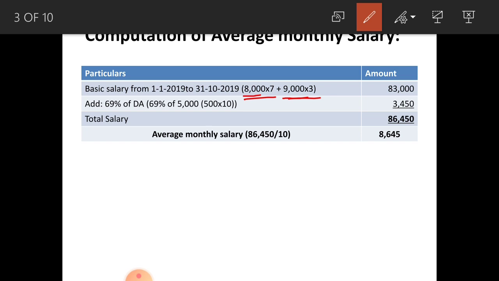For that you have to add DA only if it is mentioned as retirement benefit. In this problem 69% of DA is considered for calculation of salary, that is 69% of 5,000. 500 per month means for 10 months it amounts to rupees 5,000.